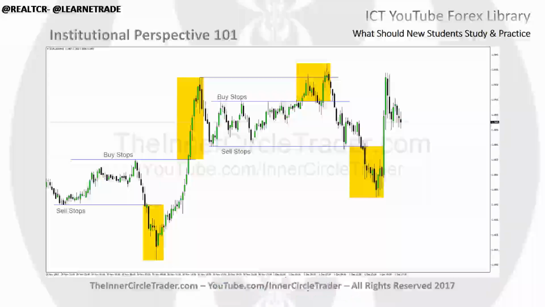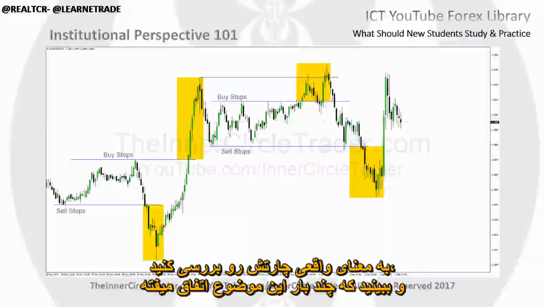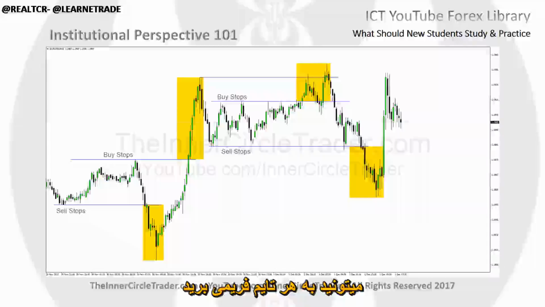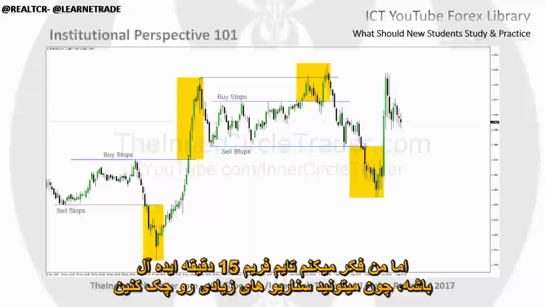Do nothing else. Pick 1 or 2 pairs. Literally go through and watch how many times this phenomenon takes place. You can look at it on any time frame, but I think a 15-minute time frame is ideal because you'll see a lot of scenarios pan out.